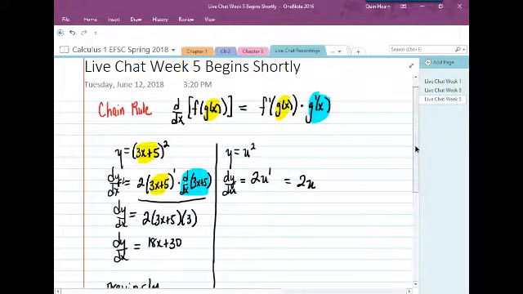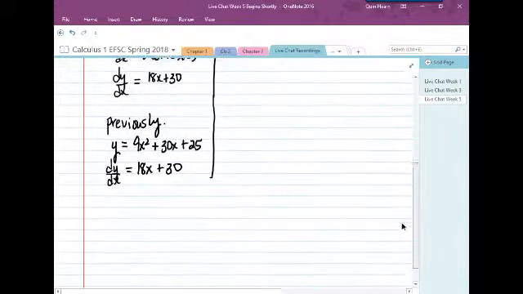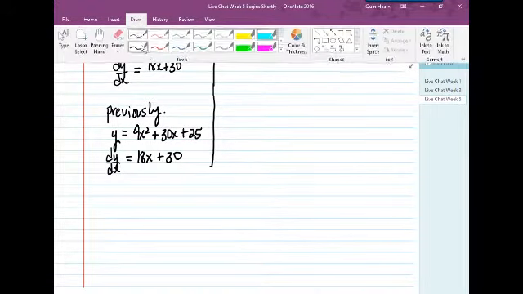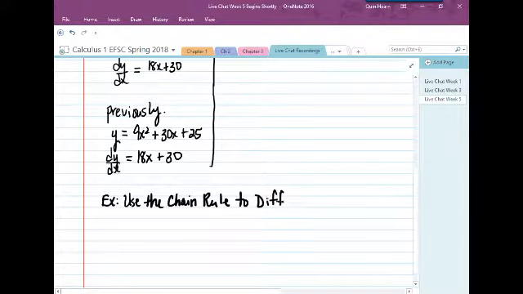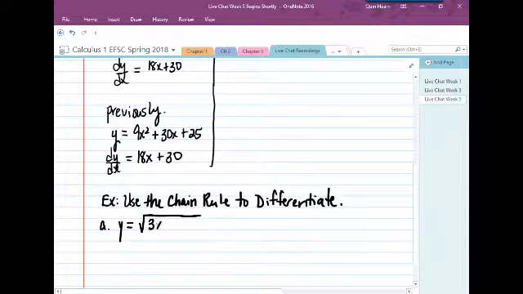Okay, let's look at another example. So, in this example, we're going to use the chain rule to differentiate, or in other words, to find the derivative. In part A, we have y equals the square root of 3x squared minus x plus 1.